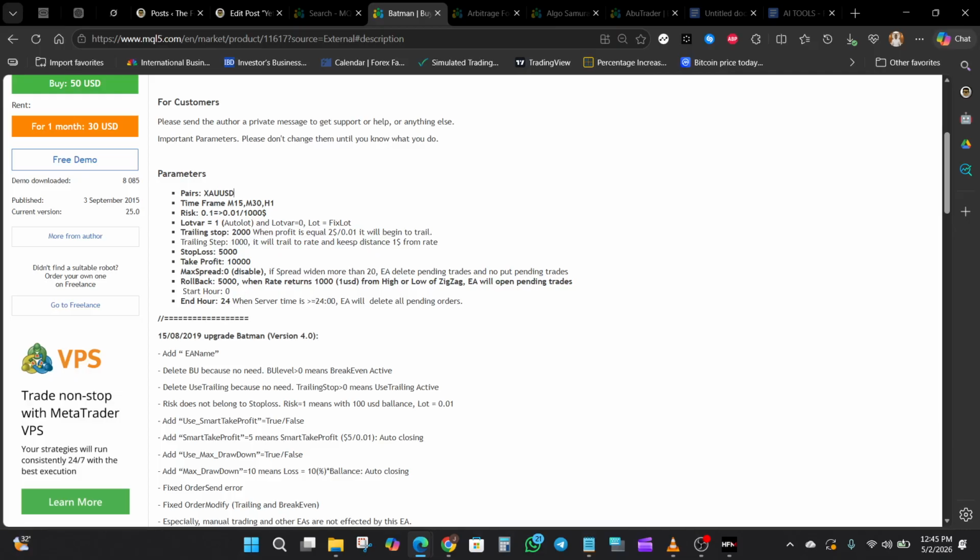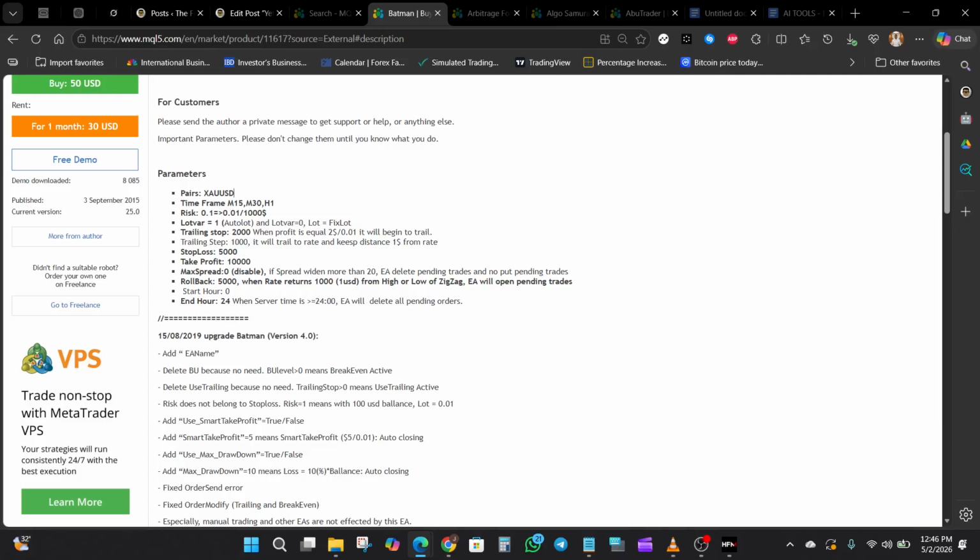But there's also a limitation here, right? Zigzag is a lagging structure tool. It redraws as price evolves. So in choppy or fake breakout conditions, the EA can be triggered into trades that don't follow through. And that is something that we ought to pay attention to.